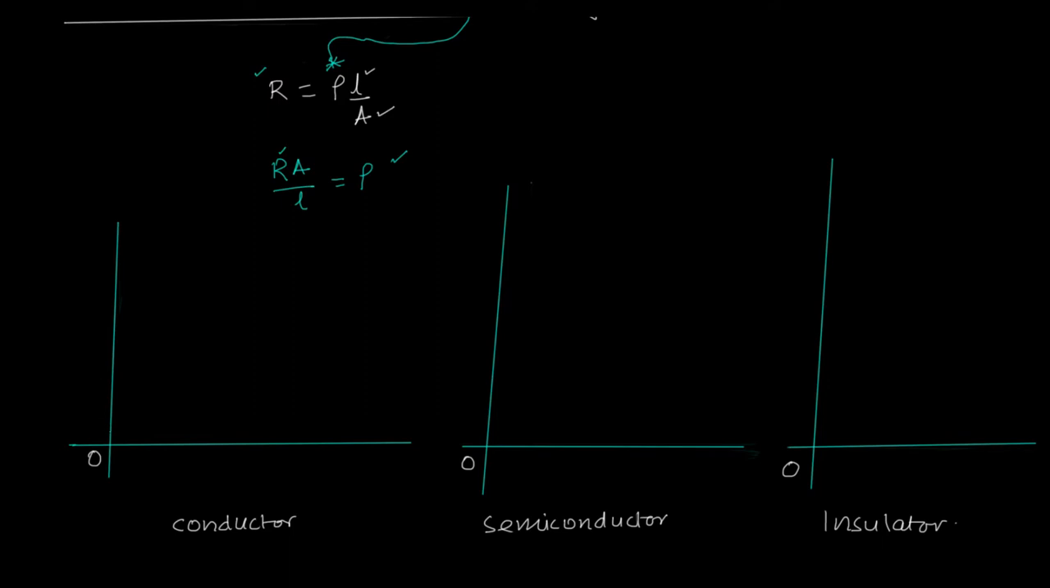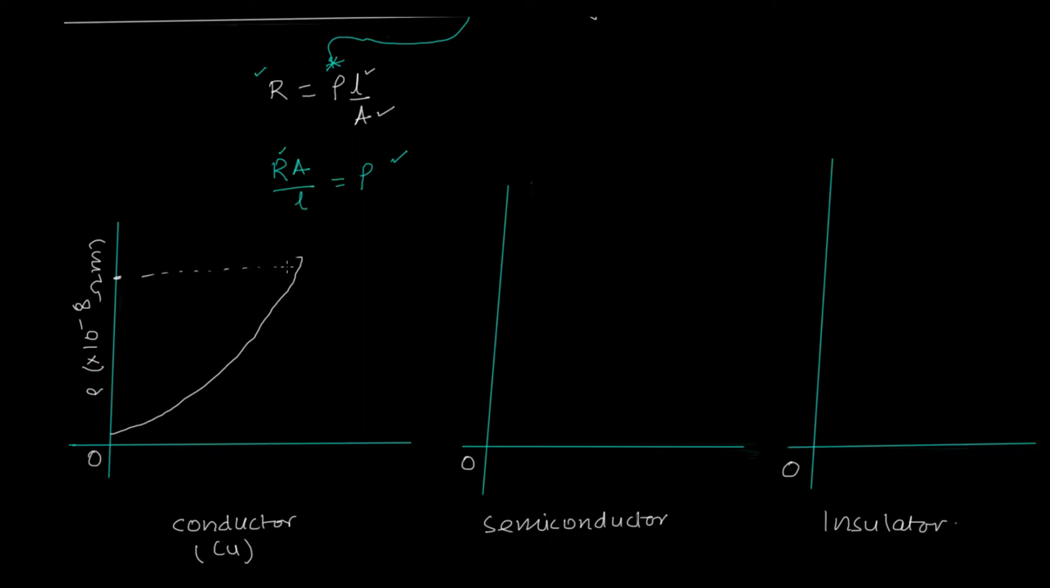Now let us try to draw this with respect to the temperature. So this is resistivity, multiplied by 10 to the power minus 8 or 12, in ohm meter. I'm doing this for copper, and so for copper I have this.